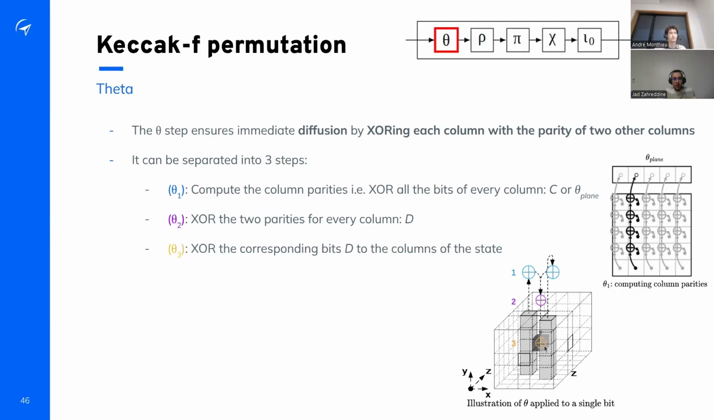And to know which column we should pick in order to do the XOR, we use the position of the bit inside the state, which will give us which column we should use in order to do the XOR.